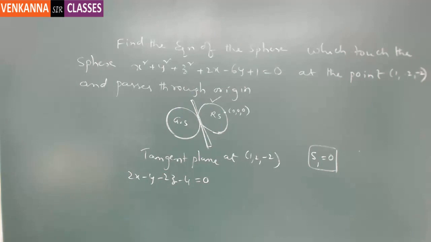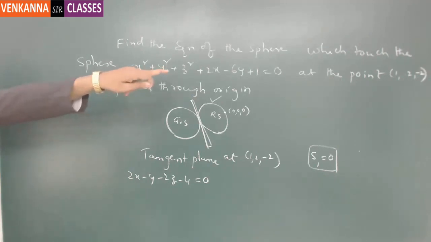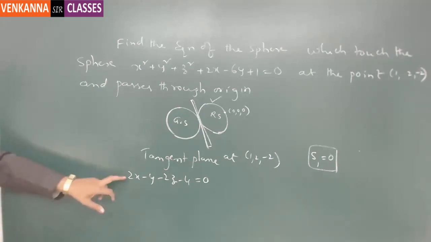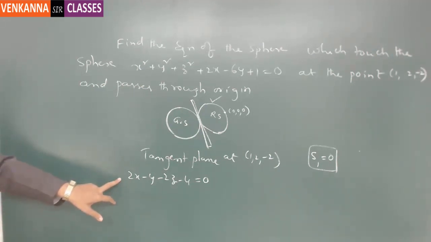I am saying that please calculate the tangent plane for the given sphere at the given point. So using the formula S1 equal to 0, the equation of the tangent plane will come as 2x minus y minus 2z minus 4 equal to 0. So you please check that. I will wait.